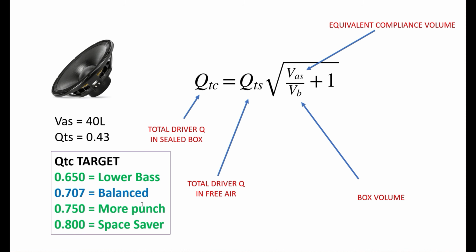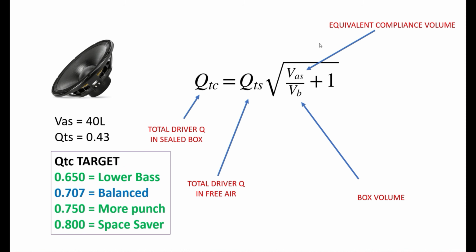If you want punchier bass, then aim for a slightly higher target. If you need the smallest box possible, then go for a space saver. So the lower the QTC target, the larger this box volume is going to come out at. So if you want a smaller box, then aim for a higher QTC value, but just be aware it's going to be more punchy, and the bass won't be as low, right? So it really depends on what you're looking for, but most people would choose 0.707.